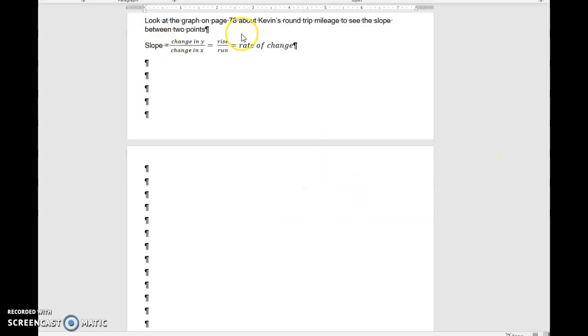If you look at the graph about Kevin's round trip mileage, you can use this. The slope is the change in y over the change in x, or the run, which is the rate of change. Some of you, if you ever had slope in a graphing class, you understand these formulas, and you understand rise over the run. Rise is going up, run is going to the left or the right.